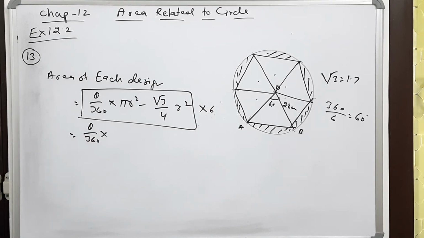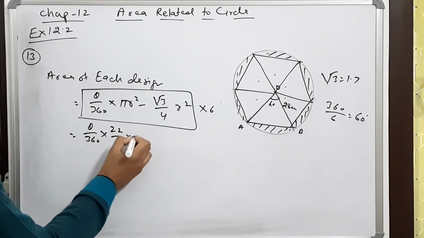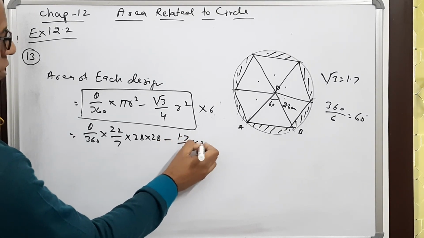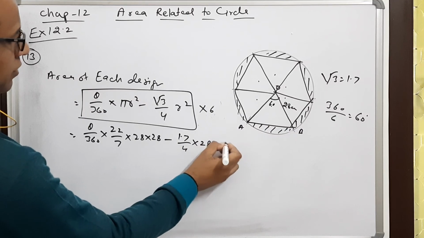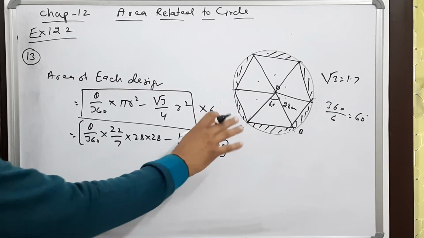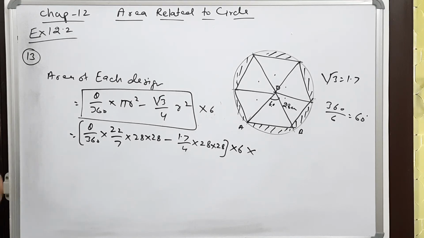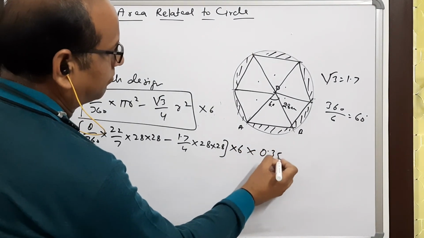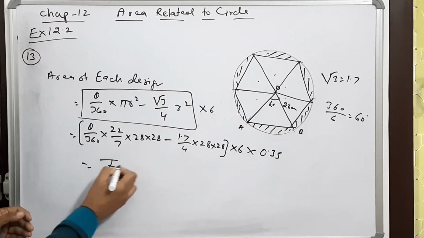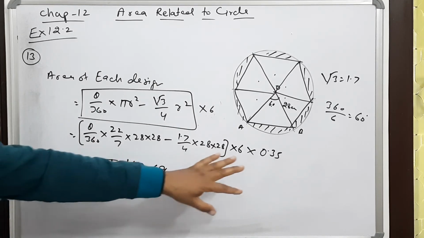Regarding the value of pi, nothing is given in the sum, so we will write 22 upon 7. The r is 28 into 28 minus 1.7 upon 4, 28 into 28. And now this is the area of one part. Multiply it by 6, and then finally if you multiply this by the rate, that is 0.35, and do the calculations, the final answer will be approximately 162.69 rupees.